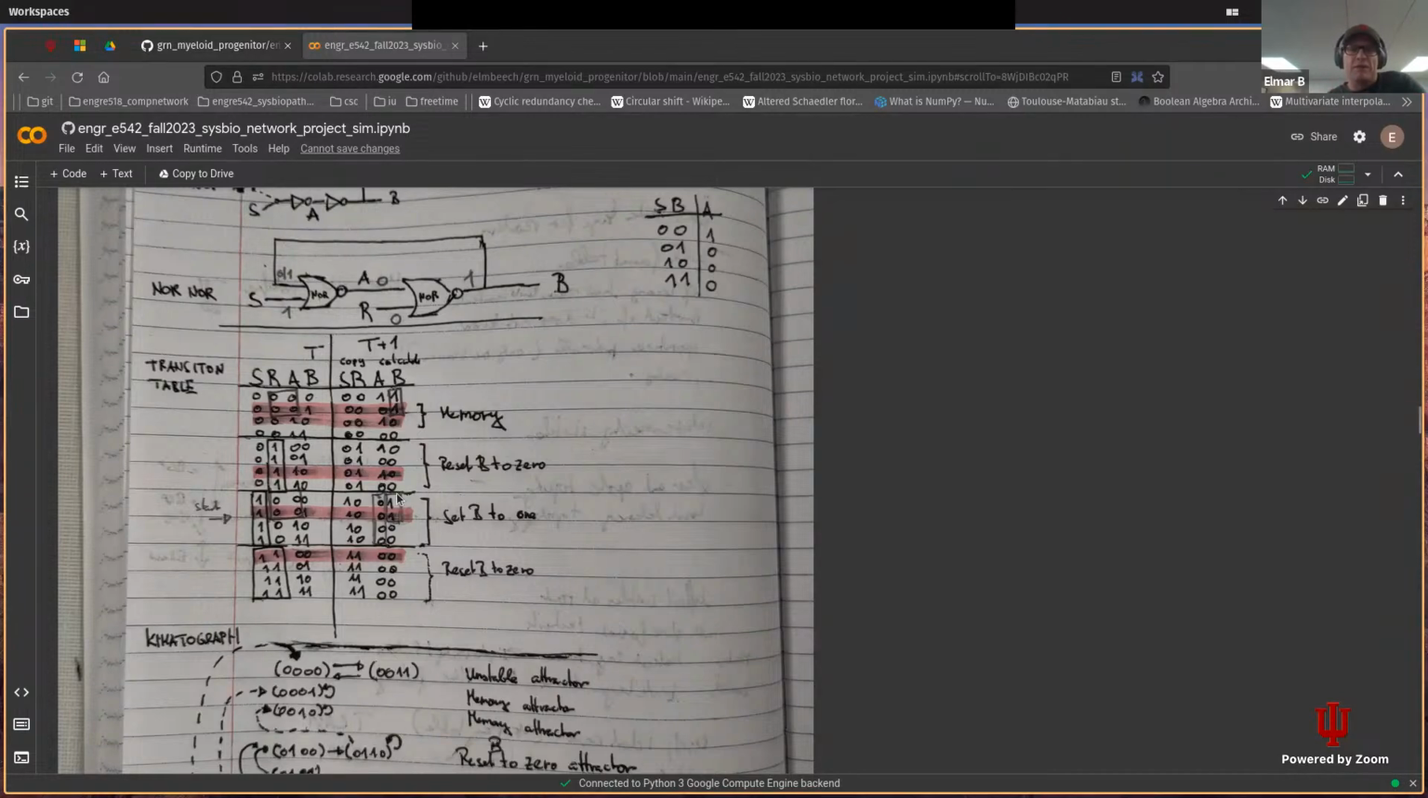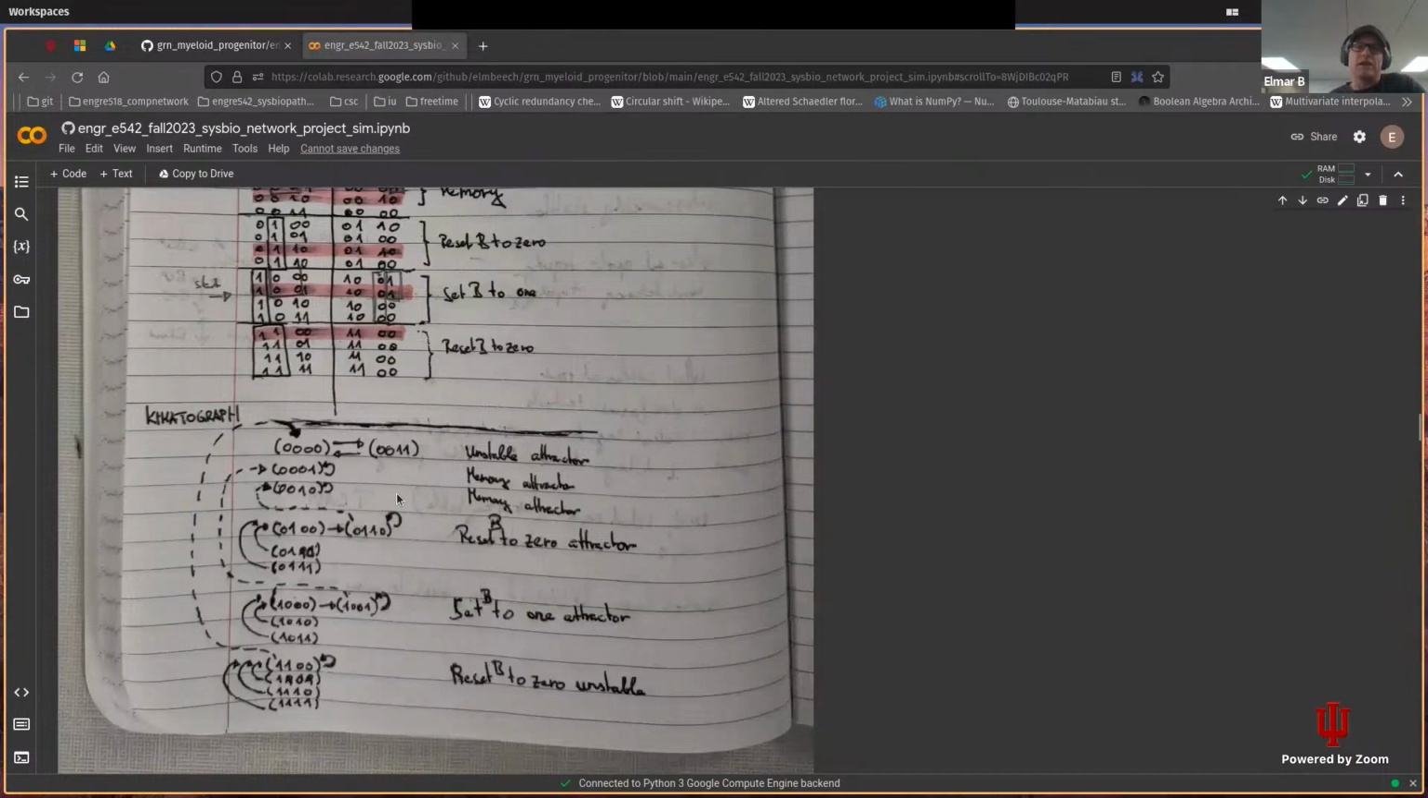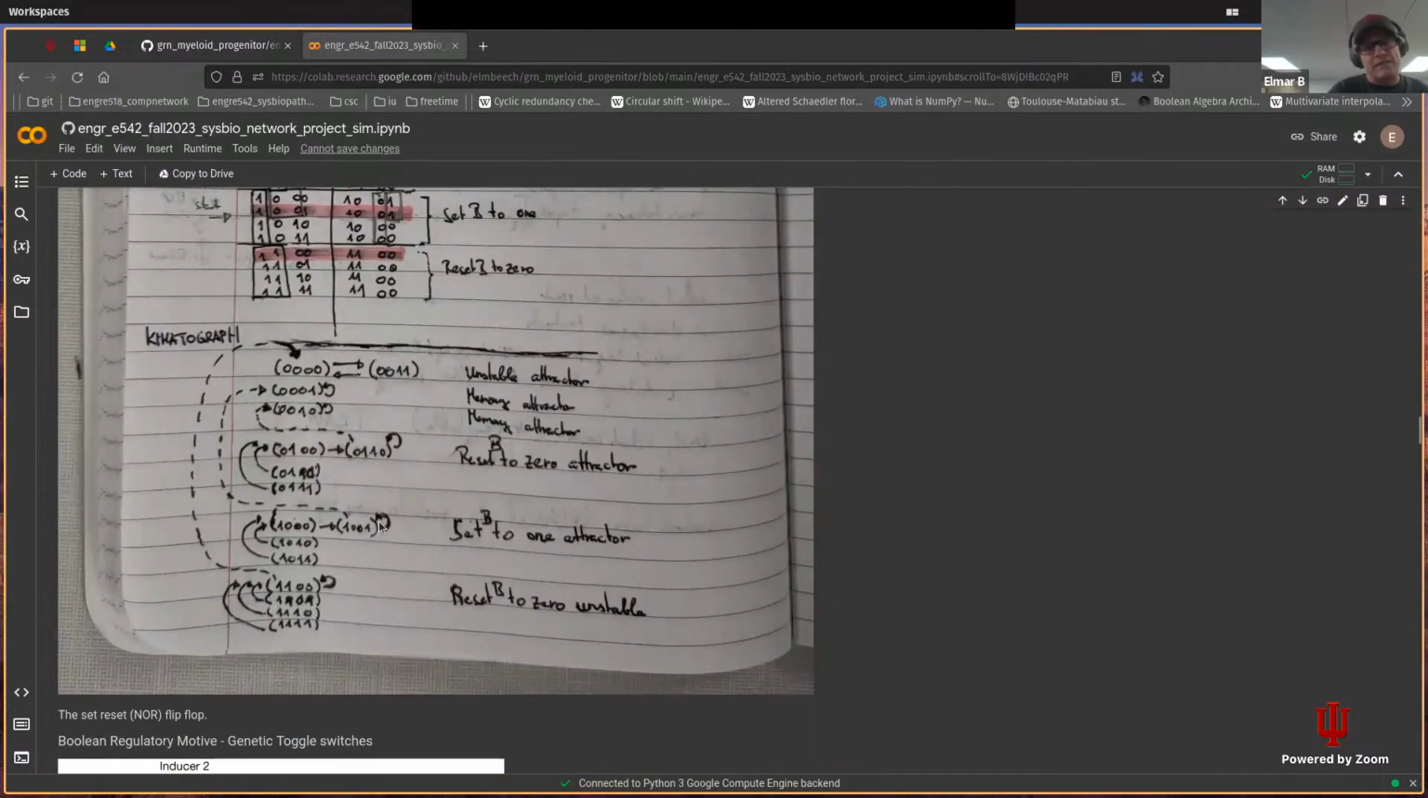So this is just a transition table. Now we can as well do the kinetogram out of it, and we will see that we end up here as well in such unstable attractor states. But as soon as we then click again one of the S or the R, we will go back to a state that is known. And like this, we can control the whole toggle switch and have the reset-to-B attractor, the set-to-B attractor. We have the memory attractors that we need.